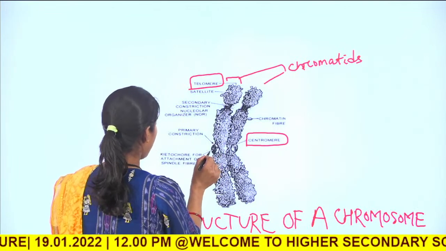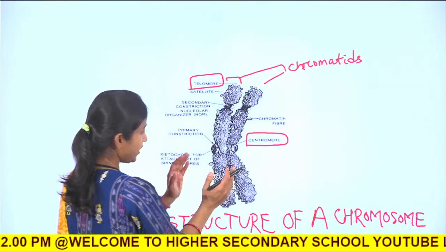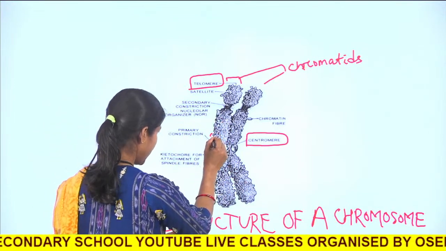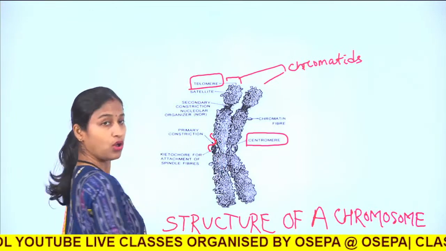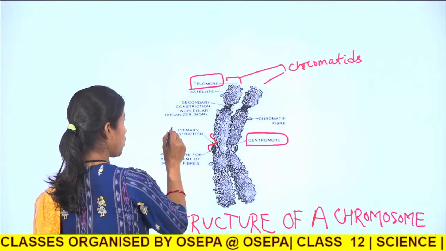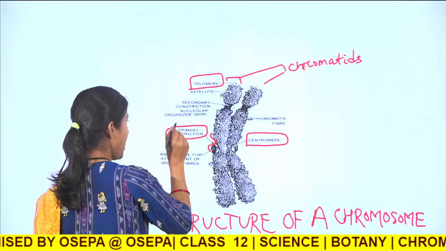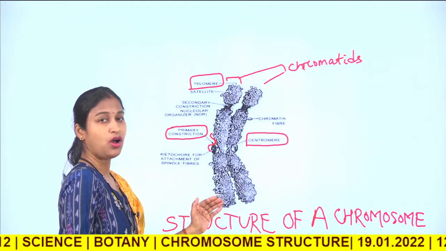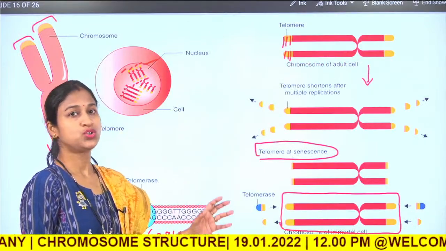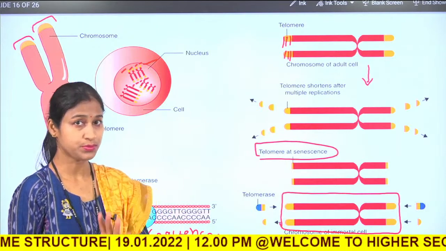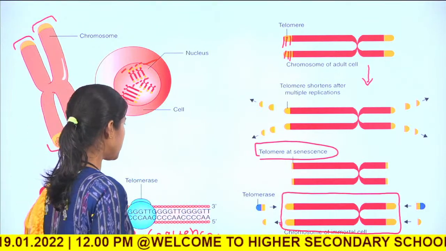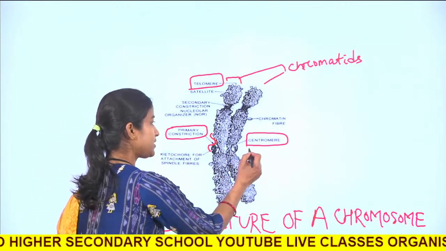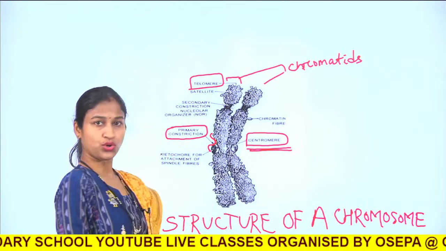Now there is a primary constriction. That means within this chromosome, at some point there is a constriction like this. This is called the primary constriction. And the primary constriction is always associated with, or very near to, the centromeric region. This is very important. The primary constriction is always near to the centromere.